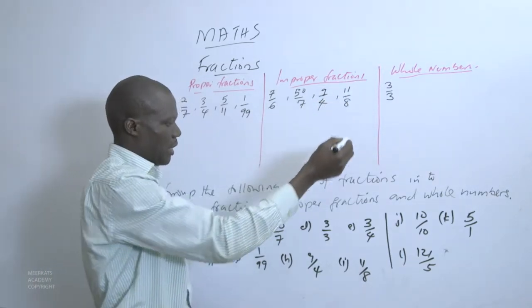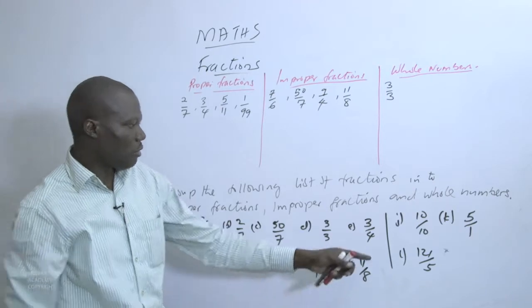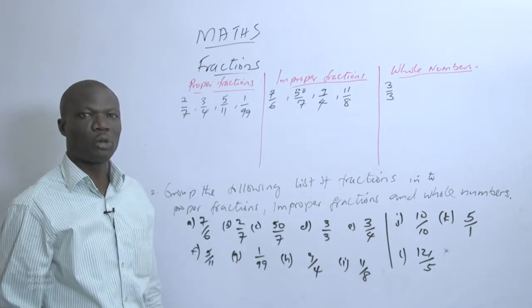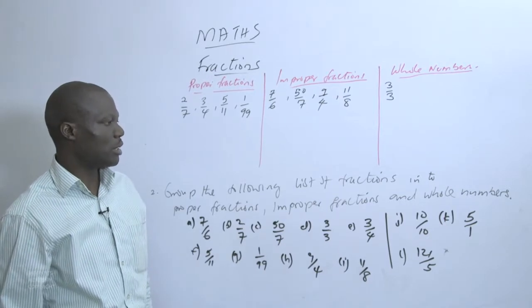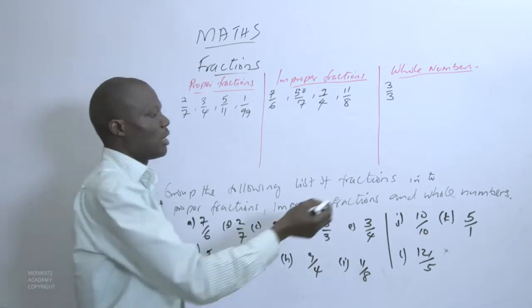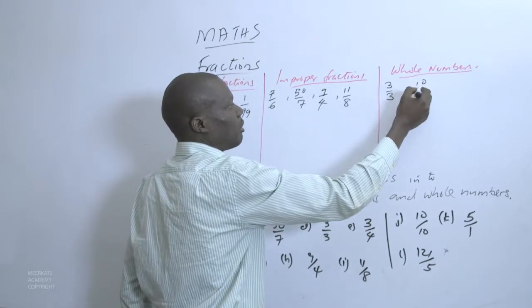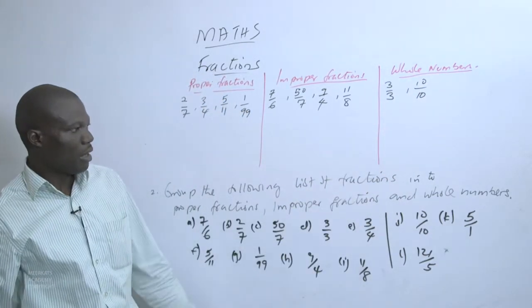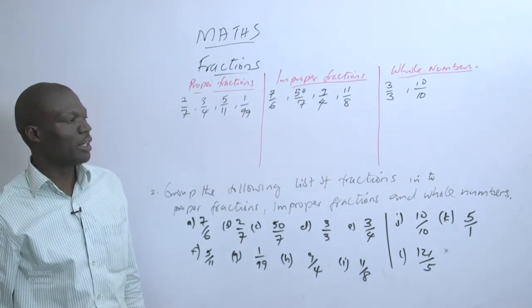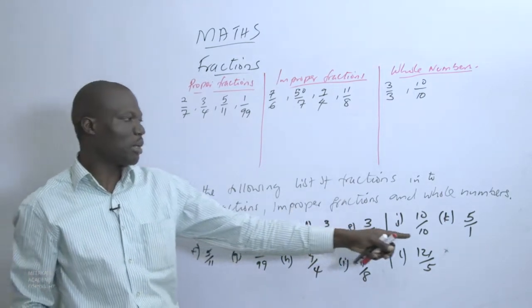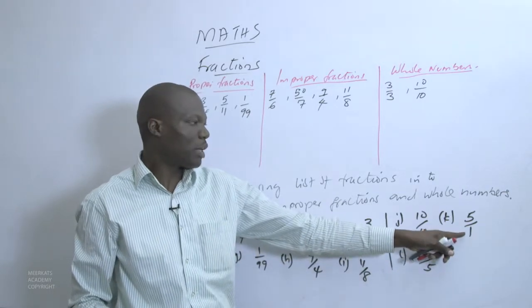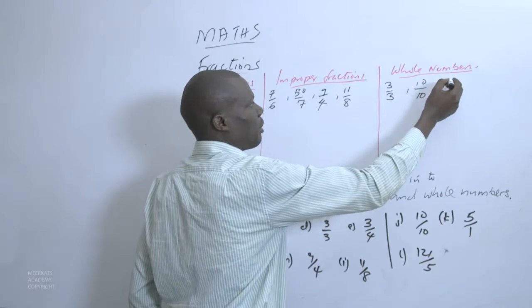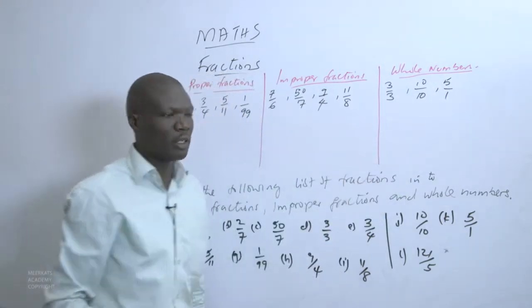We have got 10 over 10. It can be simplified further to be 1 over 1, which is just 1, which is a whole number. So 10 over 10 forms a whole number. 5 over 1, it would have been an improper fraction, but 5 divided by 1 is just 5, so this is a whole number. So you have another whole number here as 5 over 1.